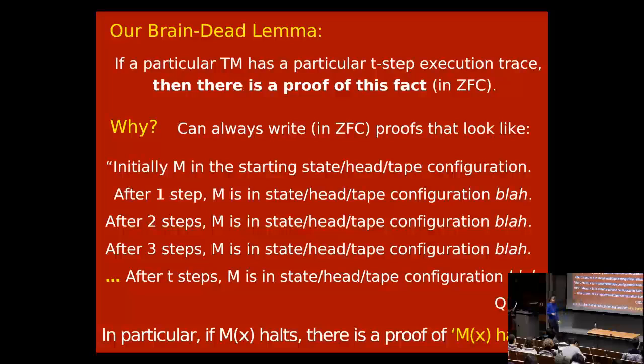Because if M of x halts, it halts in some finite number of steps t. And then, in the worst case, you could just write down a proof with t lines in it that says, on M running on x, first it looks like this, then it looks like this, then it looks like this, and then it enters an accepting state. I think you even had to do this in one homework, literally list out all the configurations and show that it ended in a halting state, or an accepting state, that it halted. Okay, any questions about this brain dead lemma? It's kind of simple in a way.